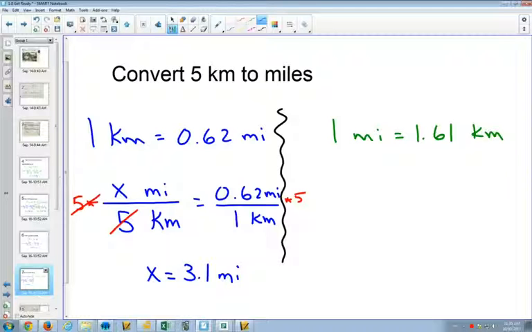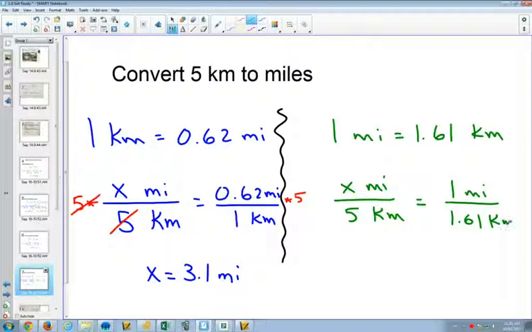If you had chosen the second formula, we have 1 mile is 1.61 kilometers. We want to figure out x miles, and we know it's equal to 5 kilometers. Set up that proportion. 1 mile, 1.61 kilometers. Again, we're going to multiply both sides by 5. And we go to our calculator and we do 1 divided by 1.61 times 5. And you get 3.105. So x equals 3.1. If I round it to 1 decimal place, it comes out to be exactly the same. If we look at more decimal places, it's a little bit different.